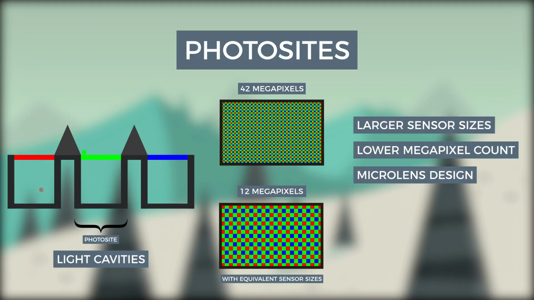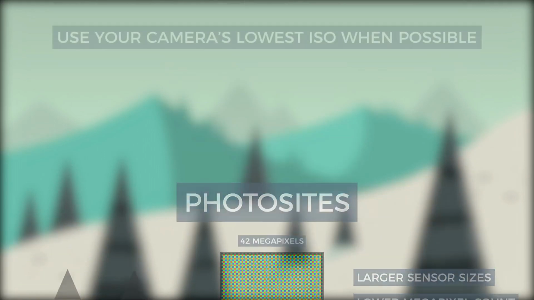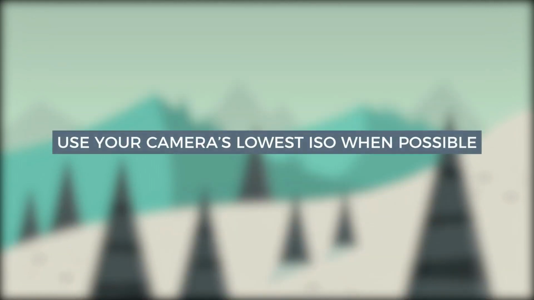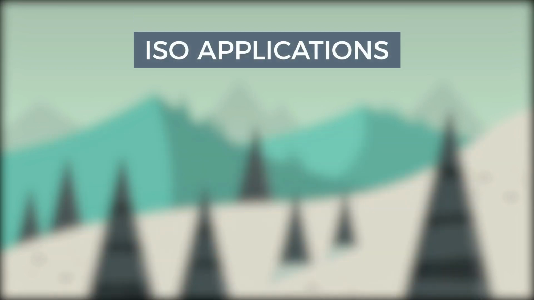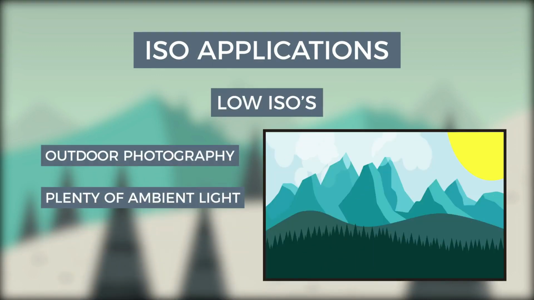So when should we use low and high ISOs? Remember that in every case, you should try to decrease your ISO as much as possible to retain image quality, but sometimes you may be forced to use higher ISOs. Low ISOs are particularly useful in outdoor photography, where the sun will provide lots of light for your camera, allowing you to more freely use faster shutter speeds and smaller apertures.